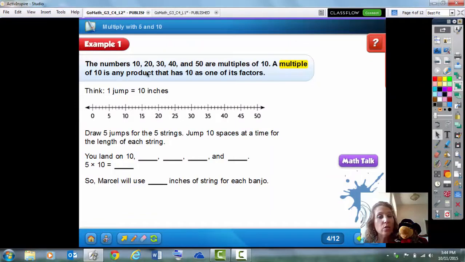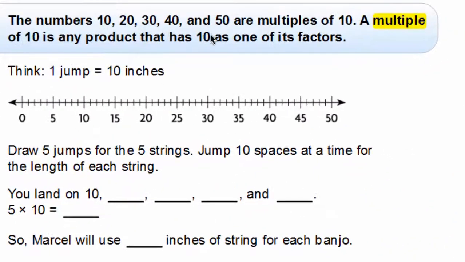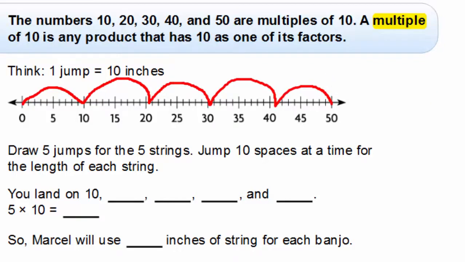The numbers 10, 20, 30, 40, and 50 are multiples of 10. A multiple of 10 is any product that has 10 as one of its factors. So we can think one jump equals 10 inches. And Marcel is making 5 banjos. So we need 5 jumps of 10. 10, 20, 30, 40, 50.